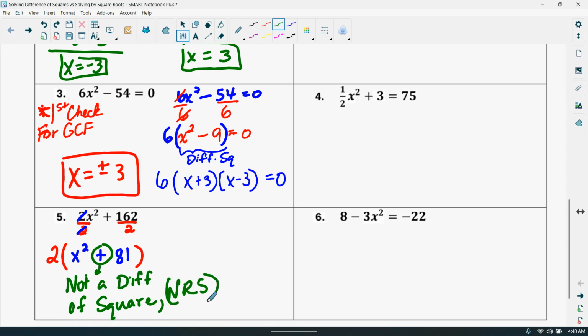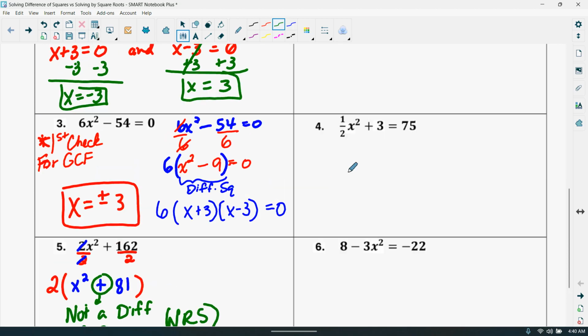Because if I were to make this equal to 0 and then try to solve it, you're going to get a negative x squared, a negative 81, and you can't have negatives. And you'll see, we'll go into that more in detail on solving by square roots, on this next column. So that's showing a shortcut for difference of squares.